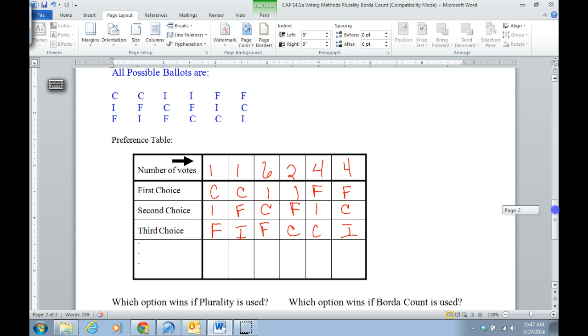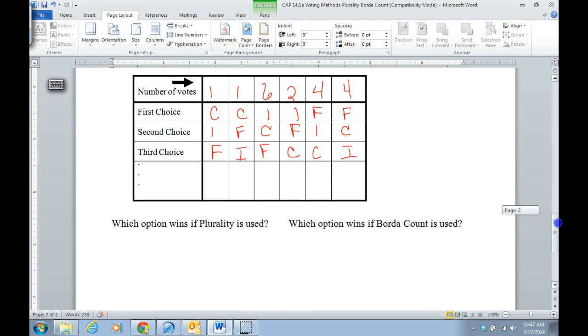And I want to look specifically at plurality. Which one would win if we're just looking at plurality? Okay, so chips we have only 2 votes. Ice cream we have 8 votes. And fruit we have 8 votes. So we have actually a tie here for first place. Okay, we're going to talk about tiebreakers later, not today.